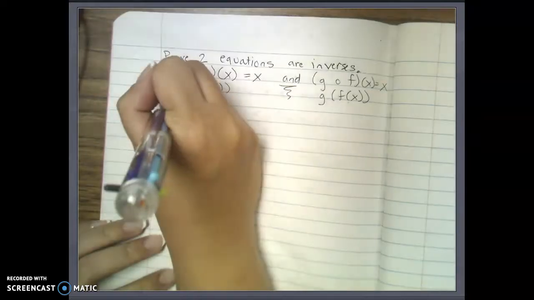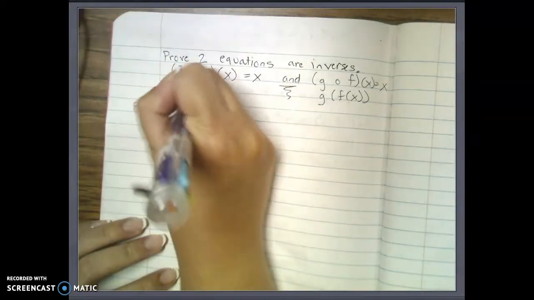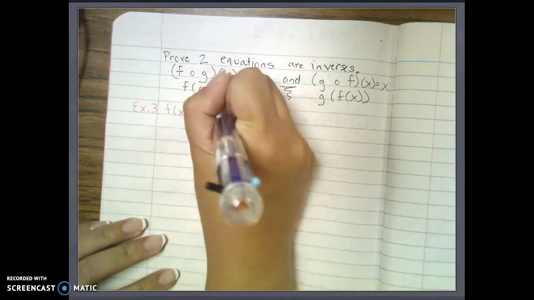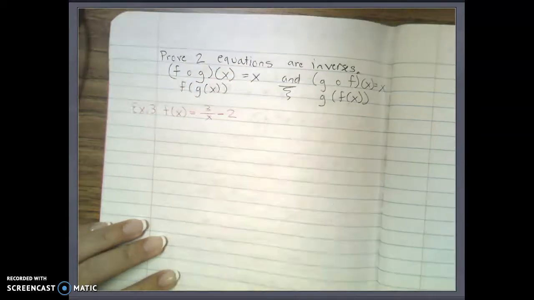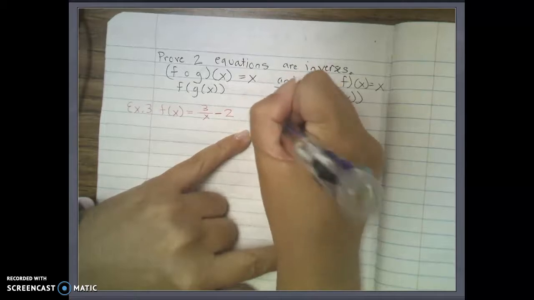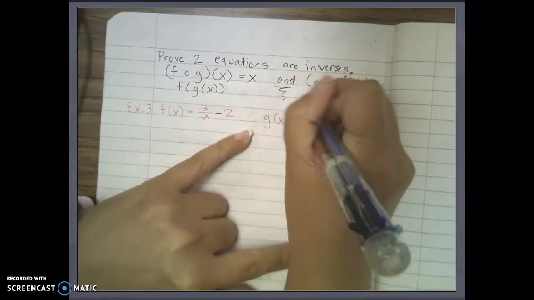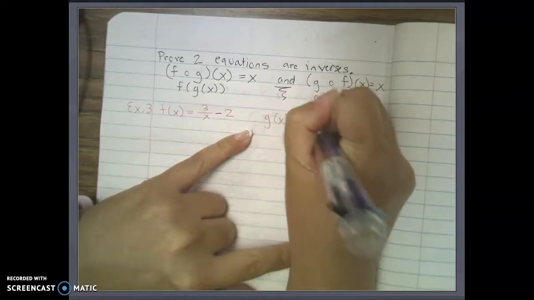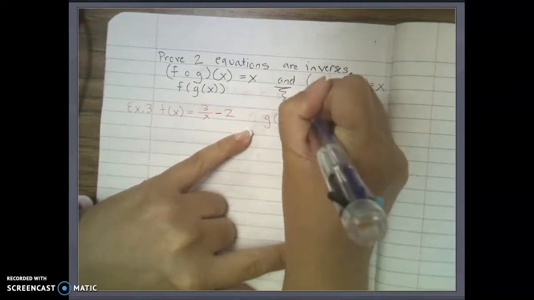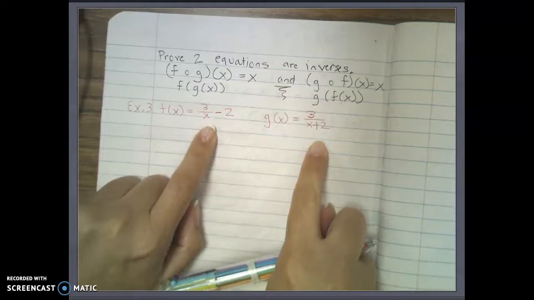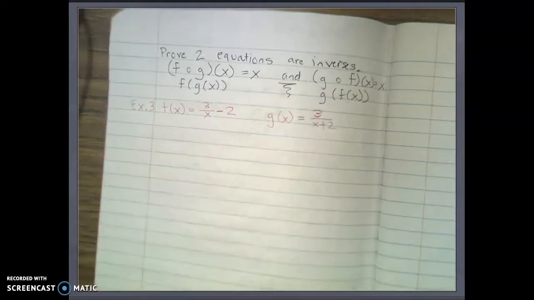So let's prove that f of x is equal to 3 over x minus 2, and g of x is equal to 3 over x plus 2. So let's prove that these two equations are, in fact, inverses of each other.